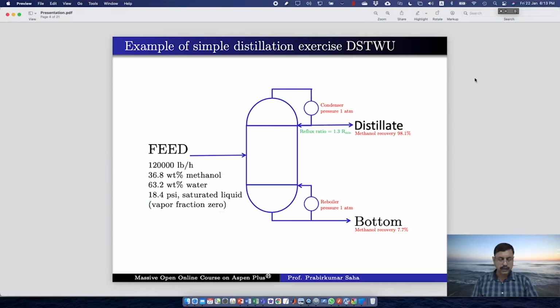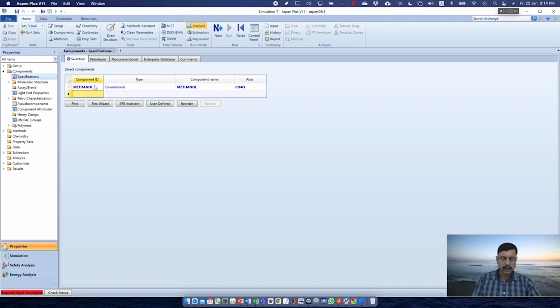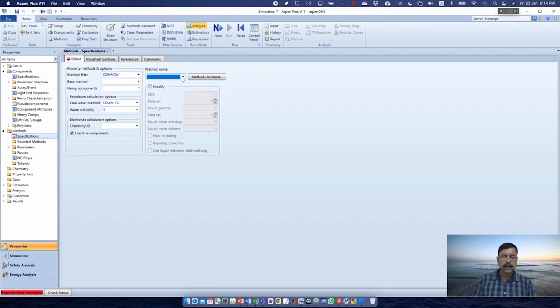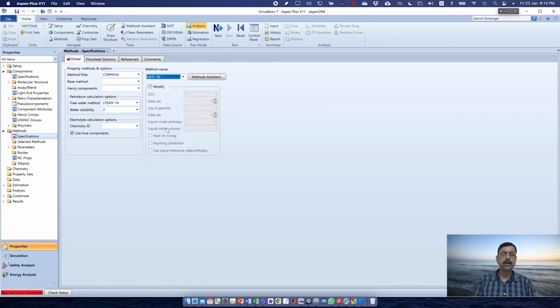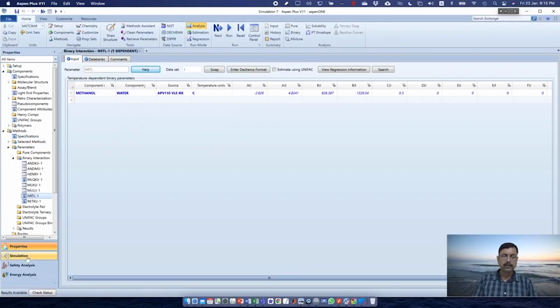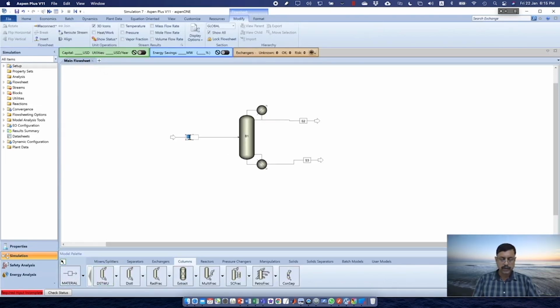So let us go to the simulation window. First, we have to go to the properties and enter the components methanol and water. Press next. We shall use the NRTL-RK method, which is NRTL with the Redlich-Kwong equation of state with Henry's law. We'll use this because for the methanol-water system, this is the best property method that we can have. Press next, run, go to the simulation window, go to column, take this DSTWU, connect the material streams, and rename them: write it as FEED, DS-DIST, DS for the DSTWU, and DS-BOT. We are using this prefix DS because we are going to use the RADFRAC distillation also and compare.